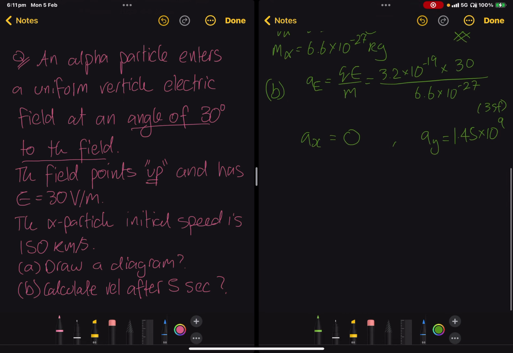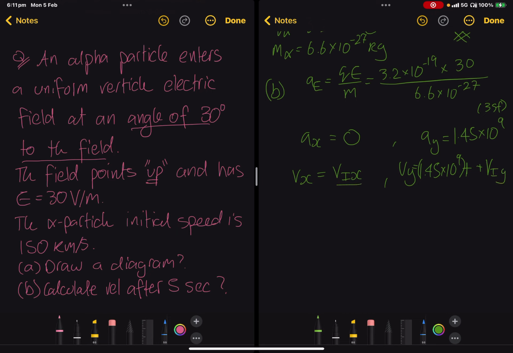So these are our initial accelerations: 0 in the x direction, 1.45 times 10 to the 9 in the y direction. So the velocities we can get from this: the velocity of x is the velocity initial in x. The velocity in y is 1.45 times 10 to the 9 times time, plus the velocity initial in y.